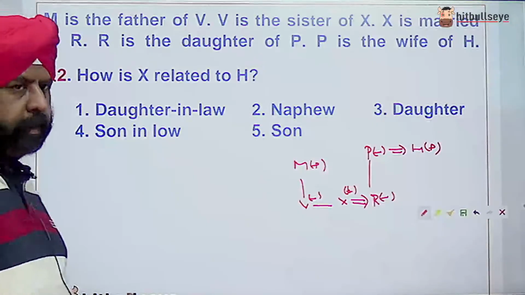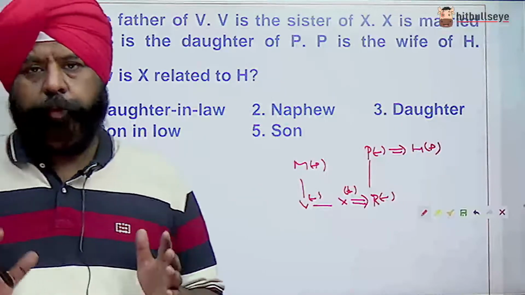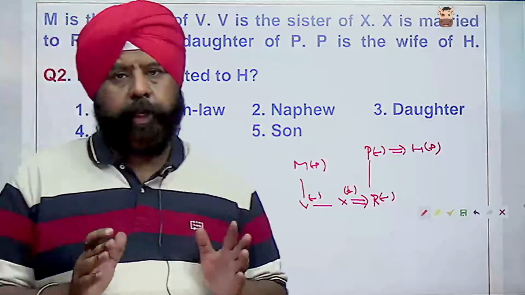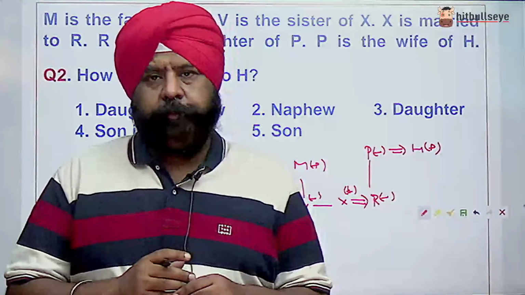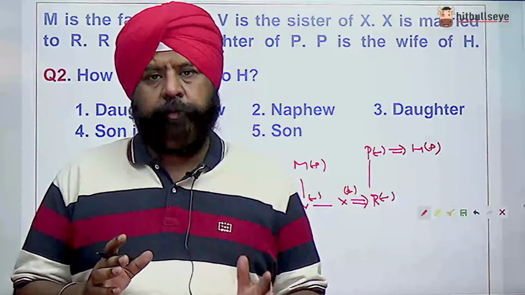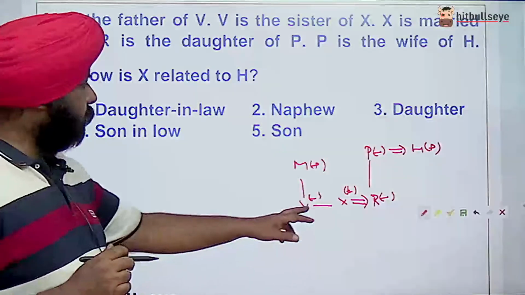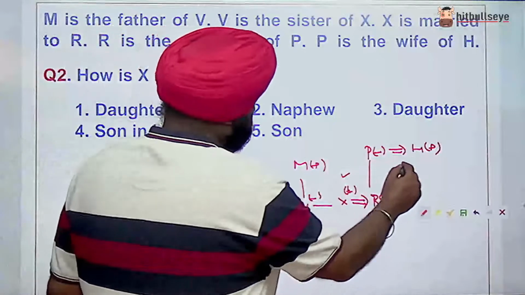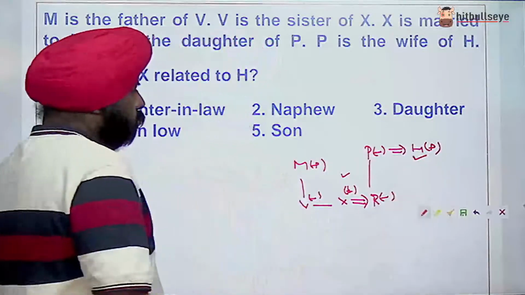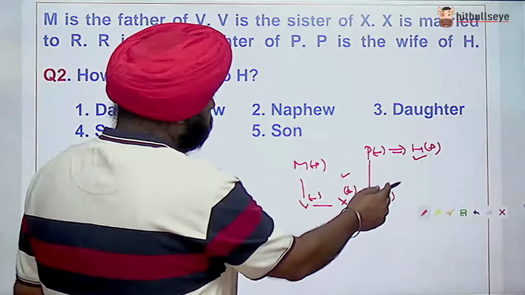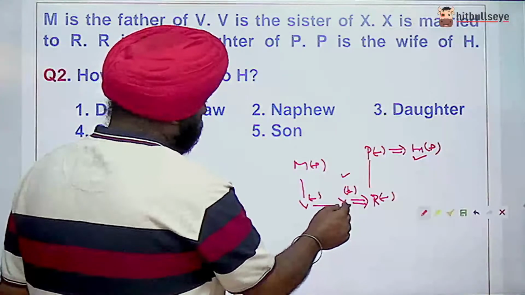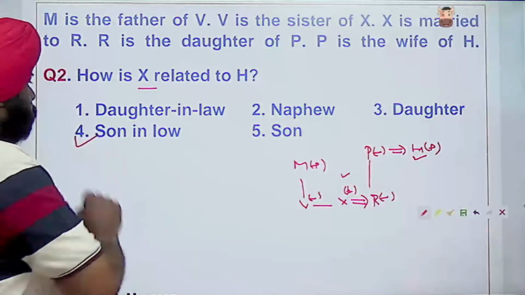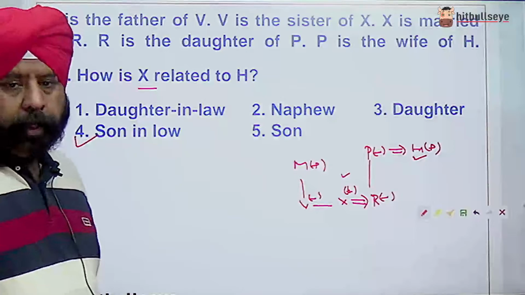Yes, anyone from YouTube, may I know the answer? I'm waiting for a reply, guys. Everything is written in front of you. See, when you look at X and the relation to H, since X is male and H is also male, R is the daughter of H also. So X is her husband. So how is X related to H? X has to be son-in-law. I hope it's clear to all of you.